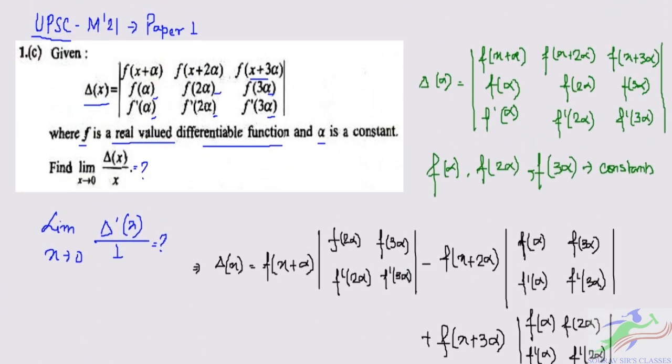So for question number 1C, the value of the limit is 0. That is the answer. Okay, let's move to the next question, that is 1D.